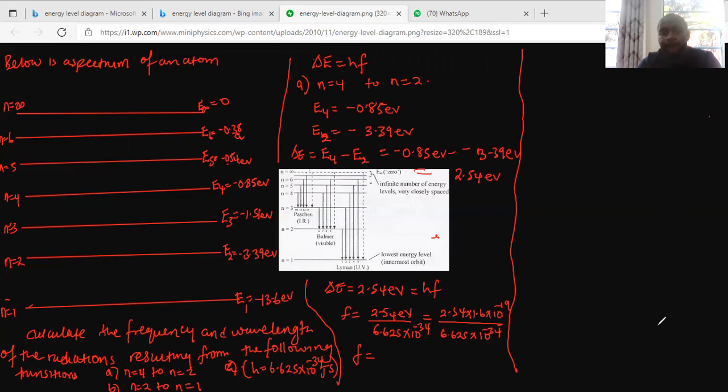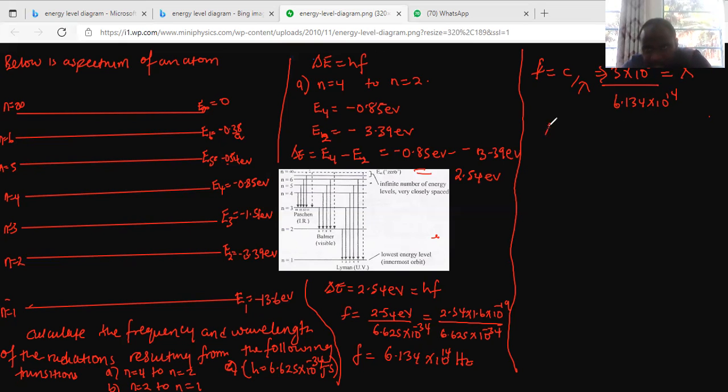So it's 6.134 exponent 14. They asked also for the wavelength. Remember, frequency is equal to c out of lambda. So you know the speed of light, right? Which is 3 times 10 to the power 8 divided by 6.134 times 10 to the power 14. So this is giving us the wavelength. Can you get the wavelength?